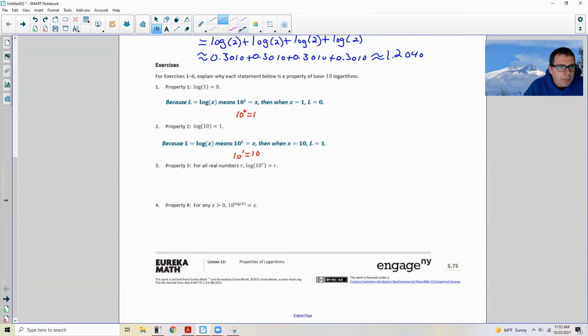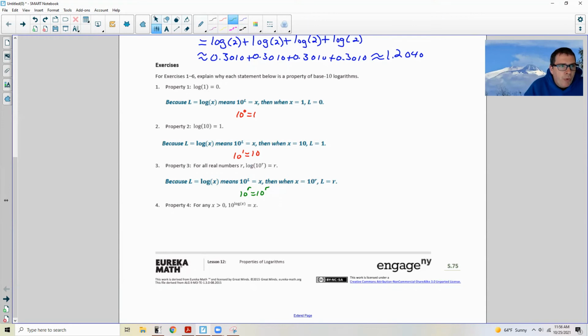Property number 3 states that for all real numbers R, the log of 10 to the R equals R. Because L equals log of x means 10 to the L equals x, like always, then when x equals 10 to the R, this is what we have in place of x. So I'm going to put 10 to the R here. Then L has to equal R, obviously. If the bases are the same, the exponents must also be the same. So L has to equal R.